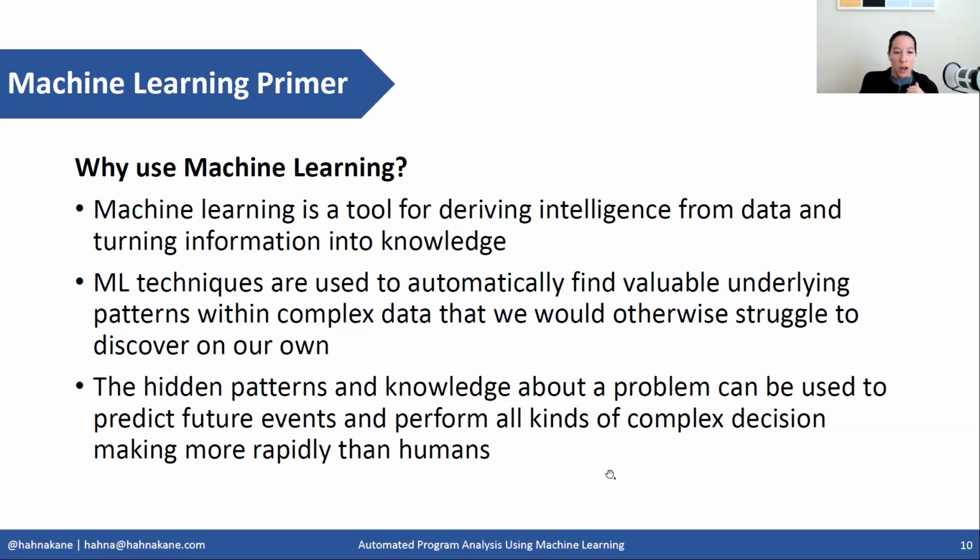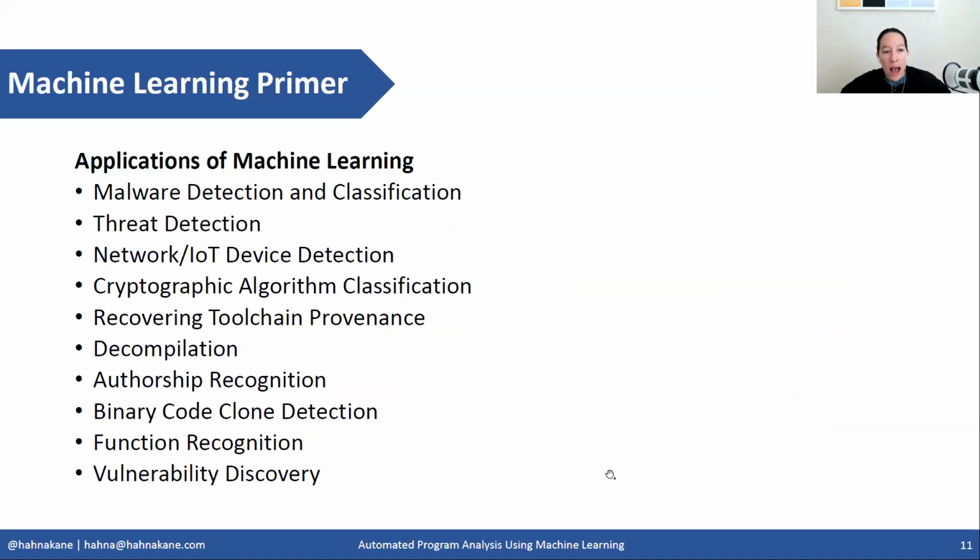All right, so applications of machine learning. Our everyday lives are impacted by machine learning, whether or not we even realize it. But here are some of the common applications in which machine learning is applied with respect to cybersecurity. It's often used for malware detection and classification, as well as detection of threats, especially like network threats. It's utilized for network device or IoT device detection.